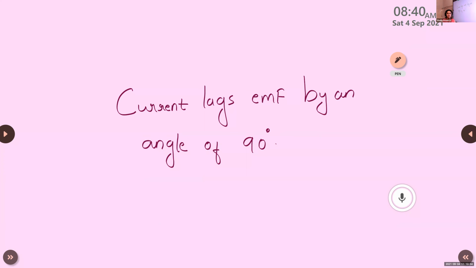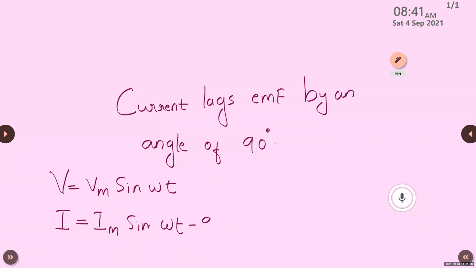In the case of AC voltage through a resistor, both the current and voltage are in the same phase. But in the case of an inductor, the current lags the EMF by 90 degrees, because in an inductor V is equal to Vm sin omega t, where omega t is the phase angle, and the current I is equal to Im sin(omega t minus 90). So the phase angle is shifted by 90 degrees, and we can say that current lags EMF by 90 degrees.